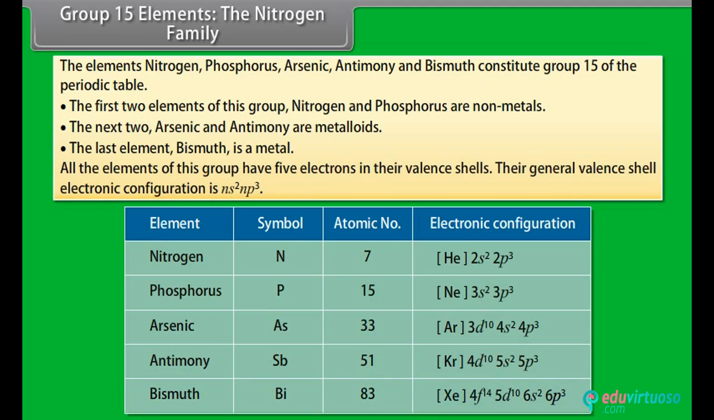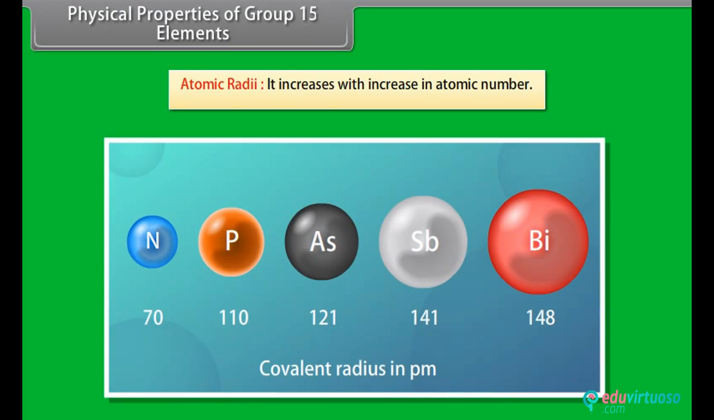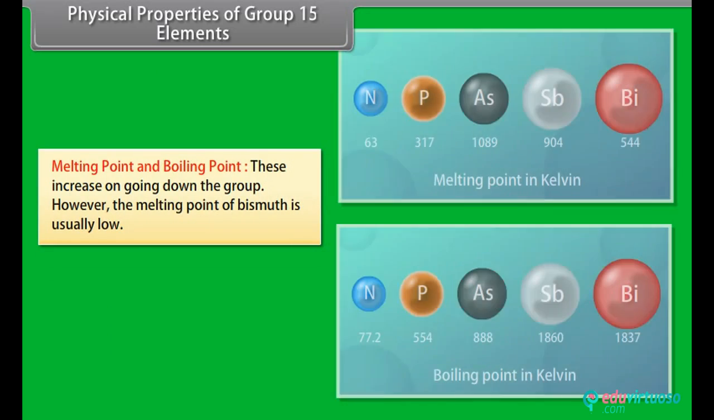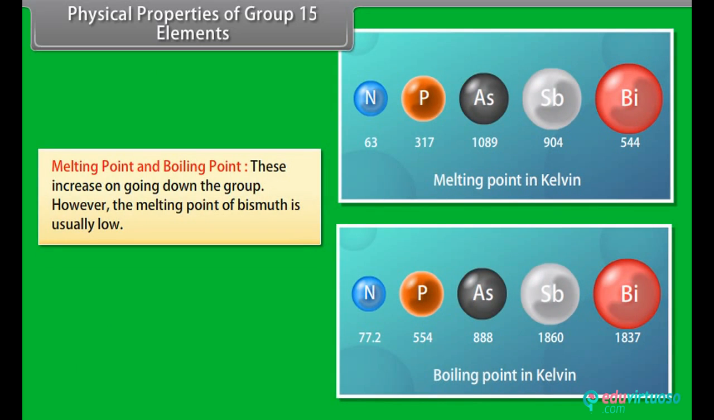All the elements of this group have 5 electrons in their valence shell. Their general valence shell electronic configuration is ns2 np3. Physical properties of group 15 elements. Atomic radii: it increases with increase in atomic number. Melting point and boiling point: these increase on going down the group.